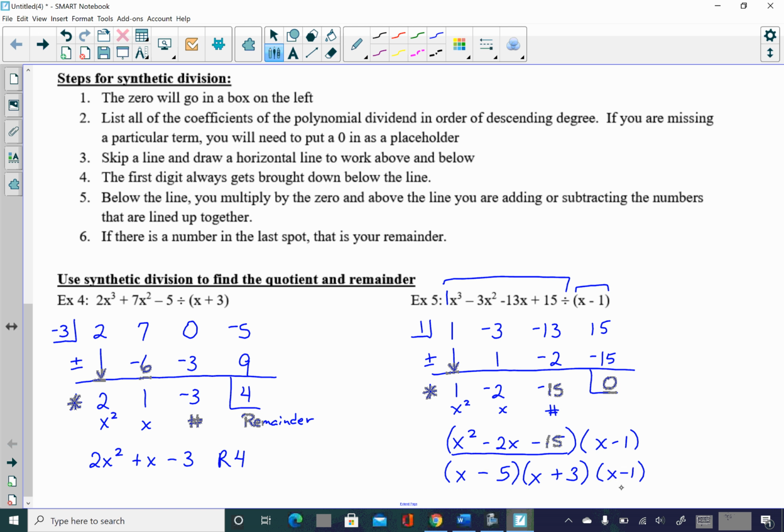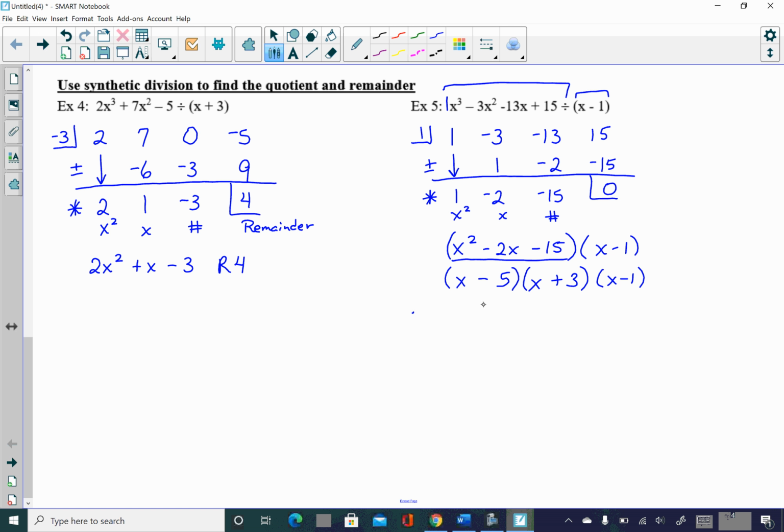You have x minus 1. What this is now going to allow us to do is to find all of the zeros of that polynomial, right? Because if we set all of these equal to 0 and solve for x, the first one's going to give me a 0 of positive 5, negative 3, positive 1. So these are our zeros. Okay, so that's where we're headed.